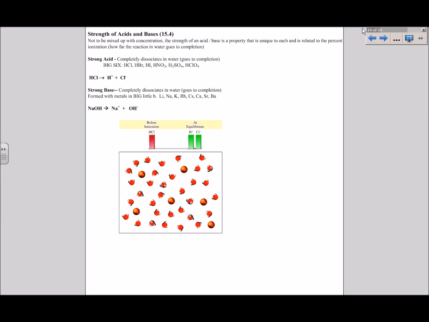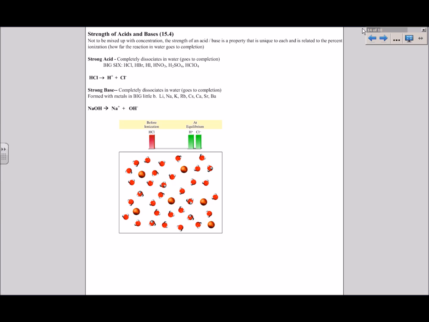It's not something that you can change, and it's not to be confused with the concentration of the solution. When we talk about something being strong, we're not referring to the concentration of the solution being a high concentration. In fact, you can have a very weak acid that is of a very high concentration. So these are two very different concepts.